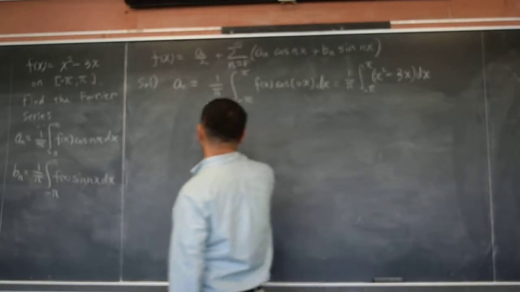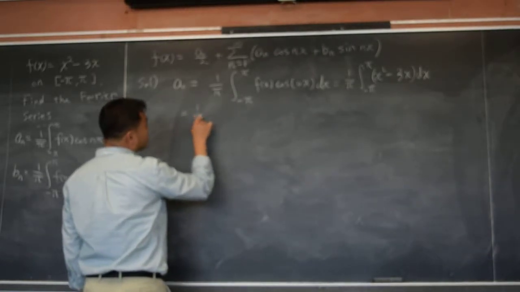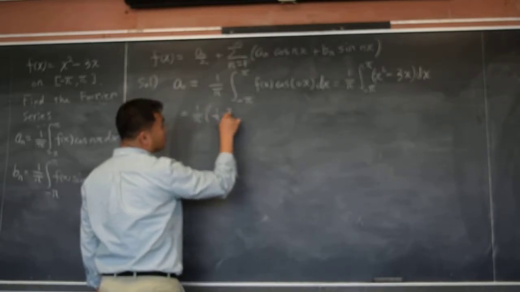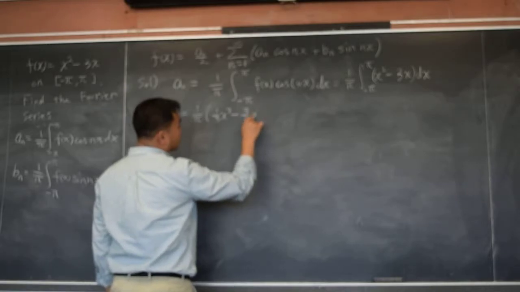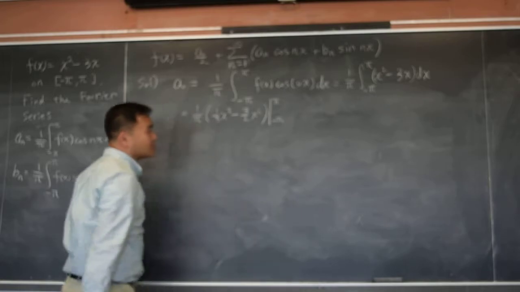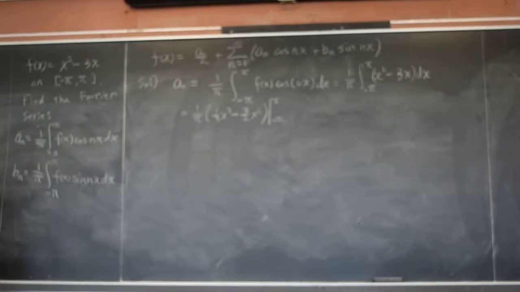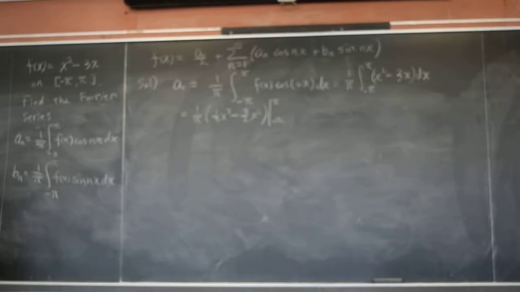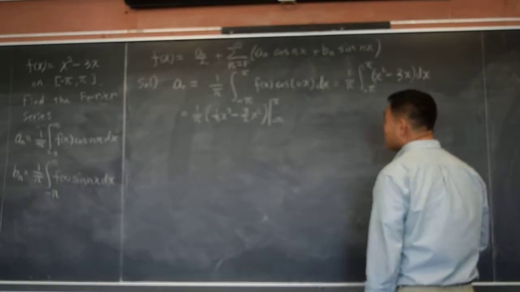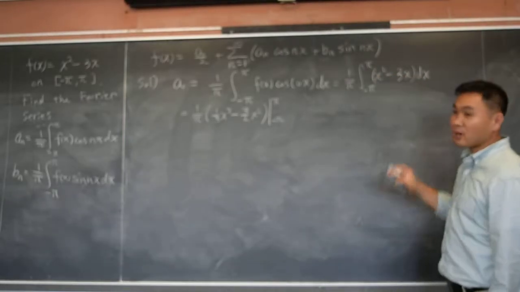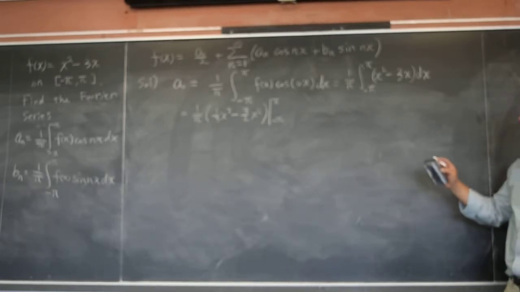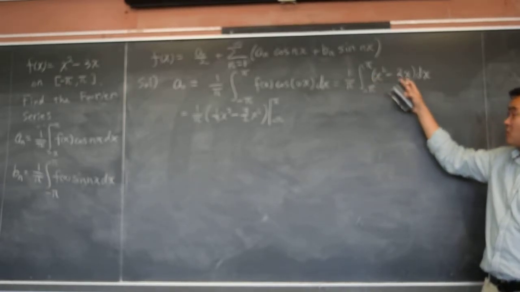Okay, let's continue with the calculation. 1 over pi times 1/3 x cubed minus 3 over 2 x squared, and you're plugging in pi and negative pi. Oh, you know, let's take a shortcut. Rather than calculating both of them, I know one of them is 0. Which one? Is the integral of this 0 or integral of this 0?